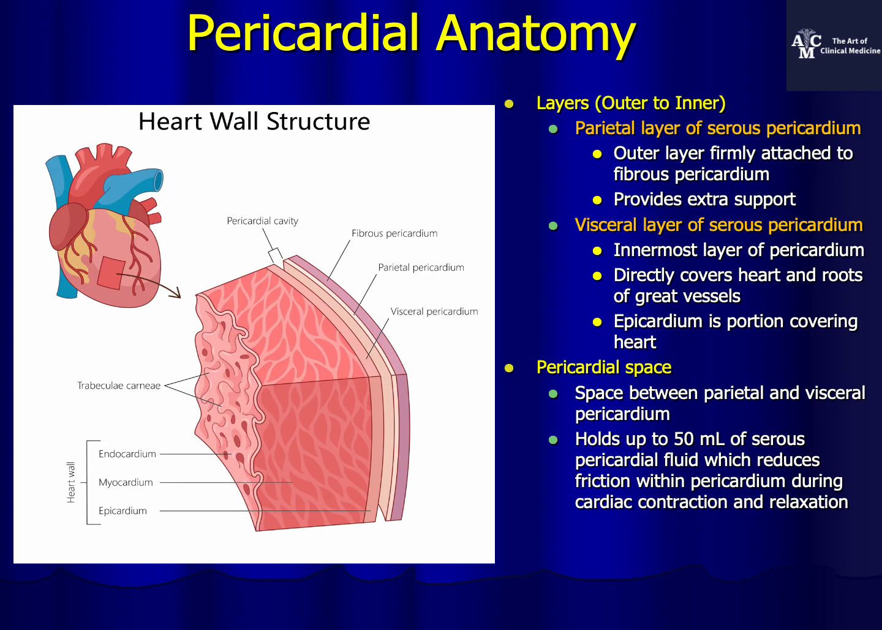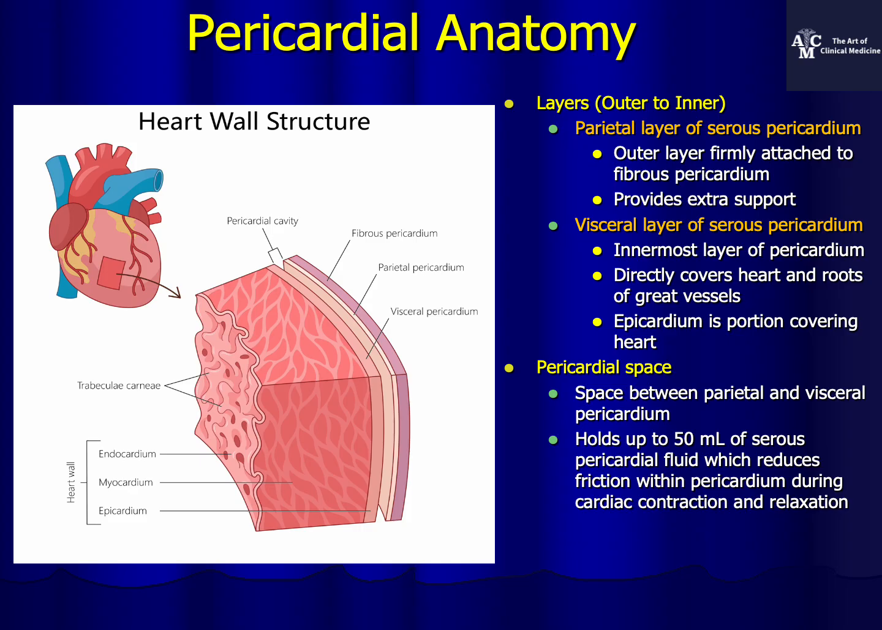The parietal layer of the serous pericardium, which is the next layer, is the outer layer that's firmly attached to the fibrous pericardium, and it does provide extra support. Next to this is the pericardial cavity, or the space, and then next to that is the visceral layer of the serous pericardium. This is the innermost layer which directly covers the heart. That portion covering the heart is also known as the epicardium.